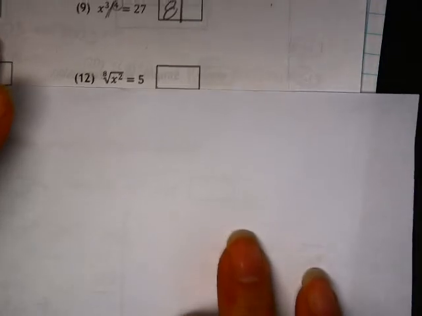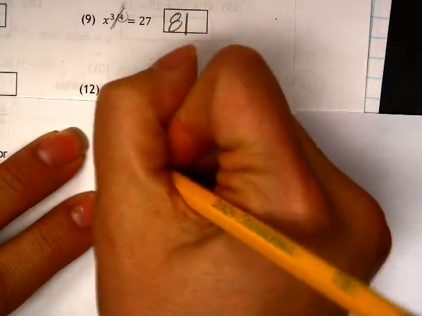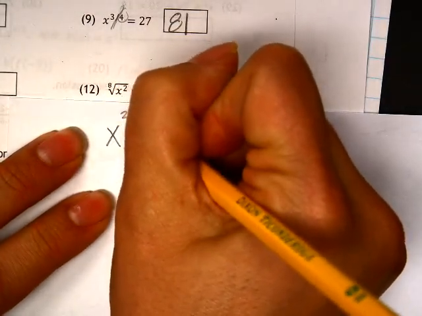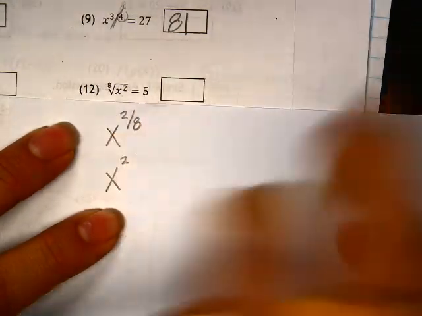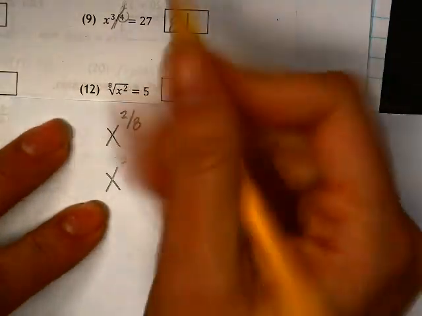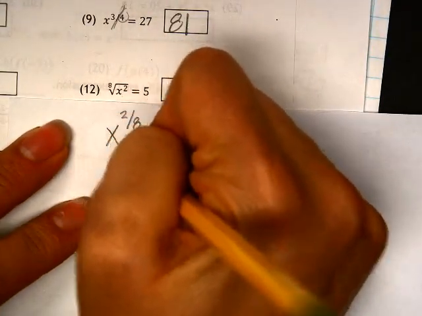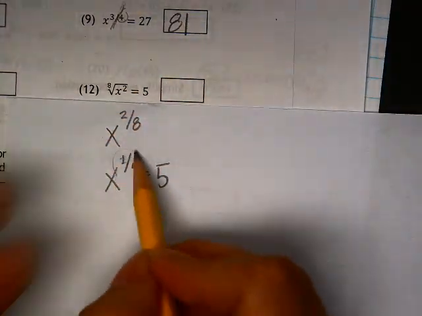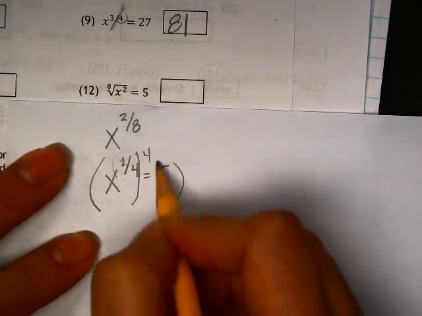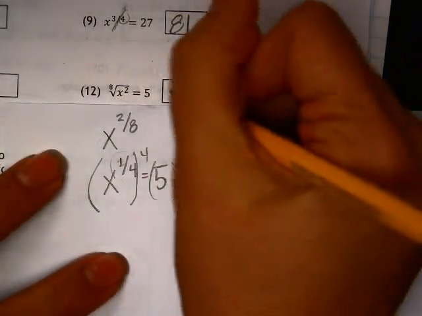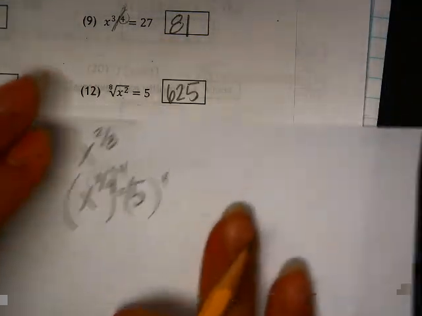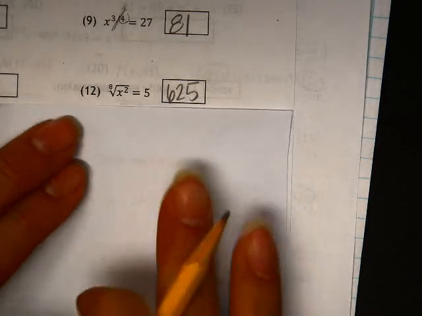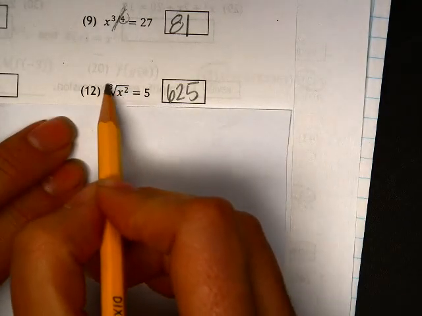Let's look at 12. Let's look at the rational first. So if you were to write this as a rational exponent, you would get this, which you would definitely need to reduce. And then to undo that, you would take it to the 4th power. And so 5 to the 4th power is our 625.